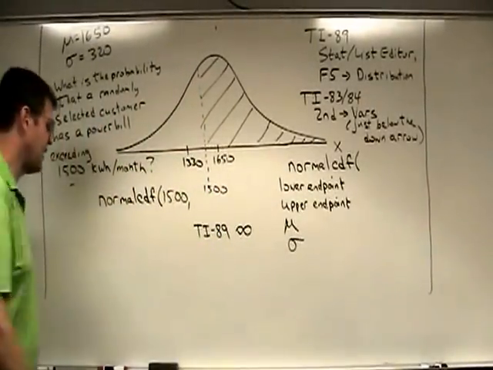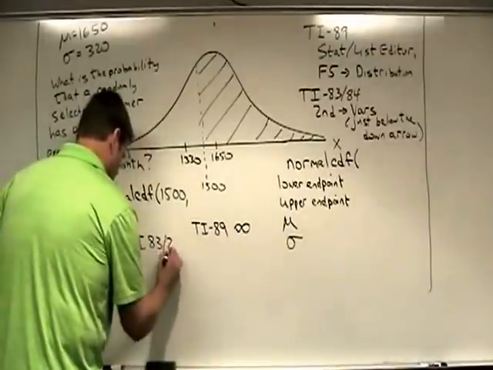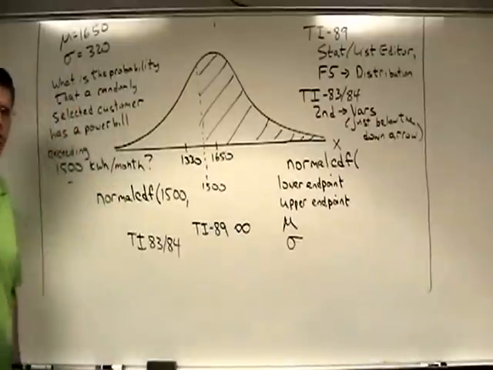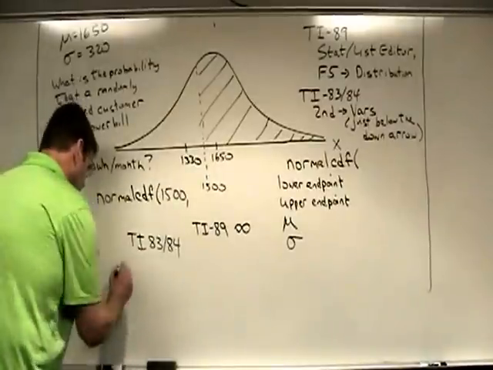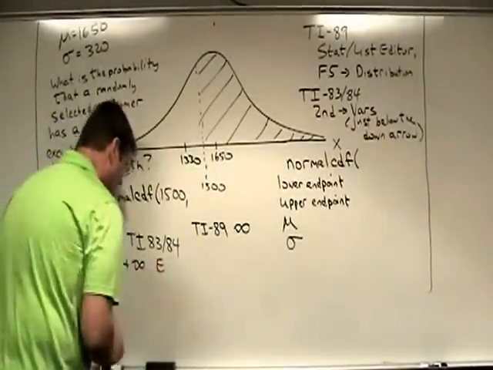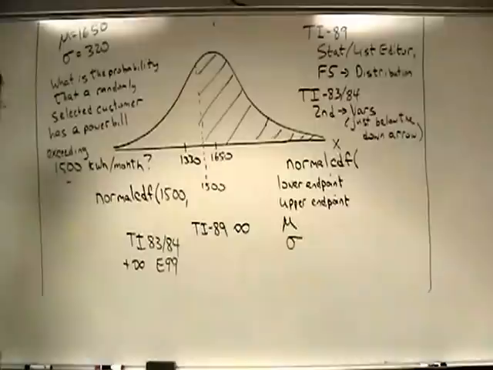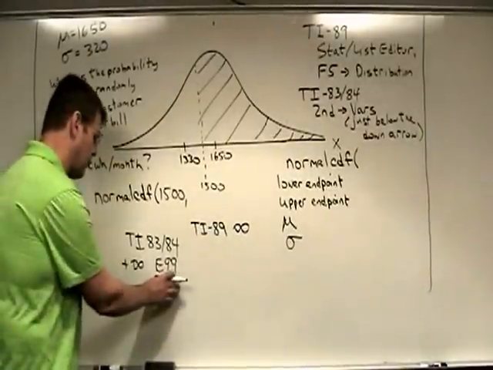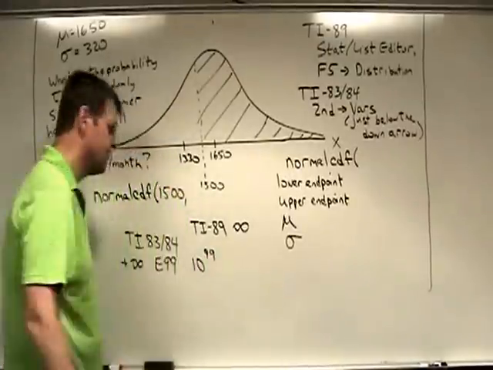For the 83s and 84s, there are a number of different ways that we can handle this. One of the standard ways is for positive infinity, we are going to type in E99. I'll show you how to do that with the calculator in just a moment. But this represents 10 to the 99th power.